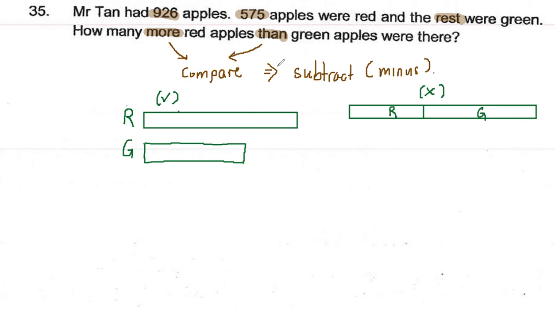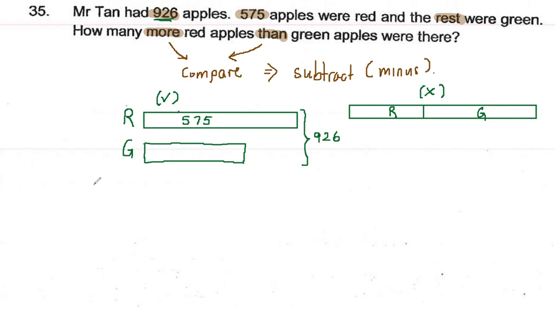So guys, how do we represent the total, 926? Draw a big bracket by the side. Big bracket by the side. You write down 926. Is that okay? Then 575 apples were red, so we write down 575. The rest were green.